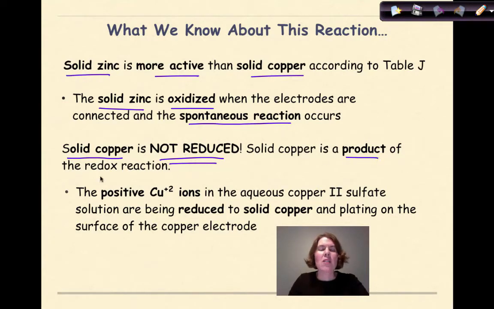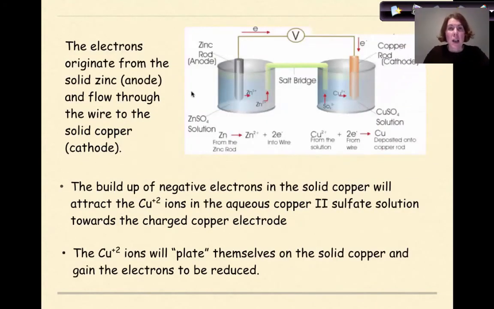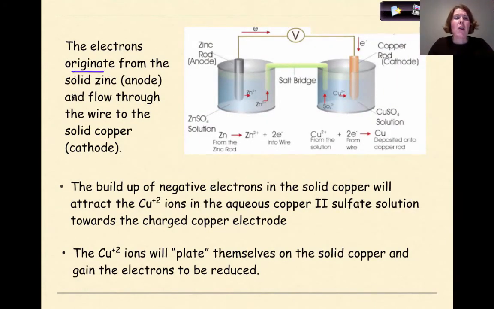Solid copper is a product of the redox reaction. Instead, it's the positive copper+2 ions in the aqueous copper 2 sulfate solution that are being reduced to solid copper and plating on the surface of the electrode. This is really important. Again, the electrons originate from the solid zinc, our anode, and flow through the wire to the solid copper cathode. The buildup of negative electrons in the solid copper will attract the copper+2 ions in the aqueous copper 2 sulfate solution towards the charged copper electrode.